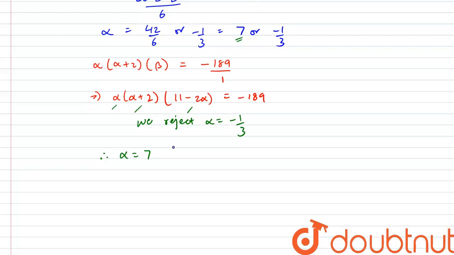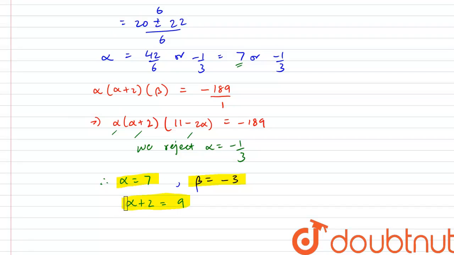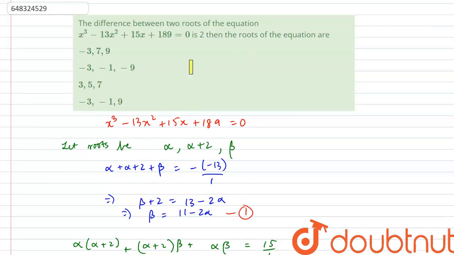So if alpha is equal to 7, then beta, which is 11 minus 2 alpha, would be 11 minus 14, that will be equal to minus 3. So the two roots are 7 and minus 3, and the other root will also simply be alpha plus 2, right? So this is equal to alpha plus 2, so that is equal to 9, right? So these are our three roots, minus 3, 7 and 9. So let us check out of these four options, minus 3, 7 and 9. So the first option is the correct one.